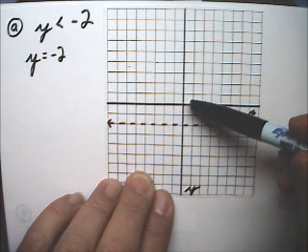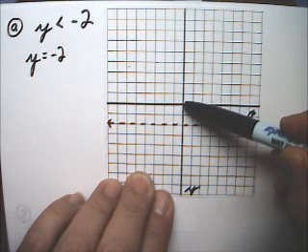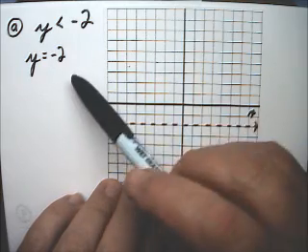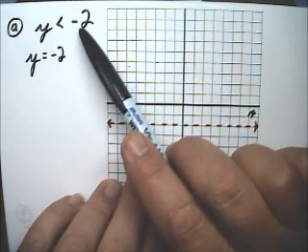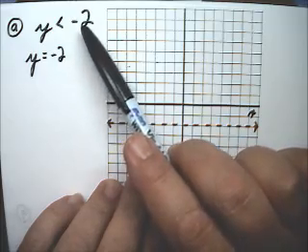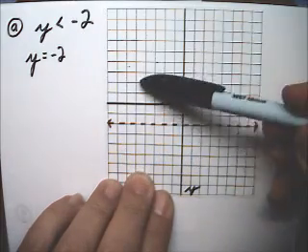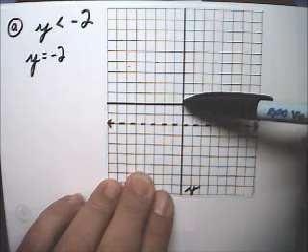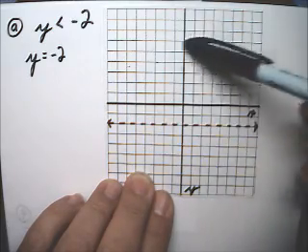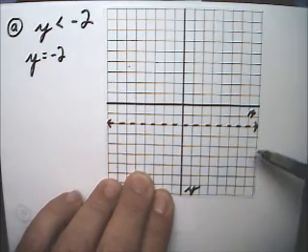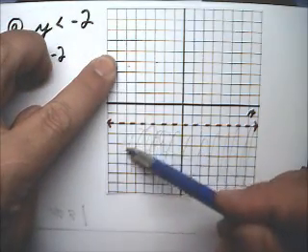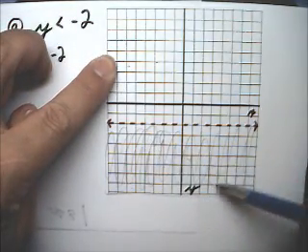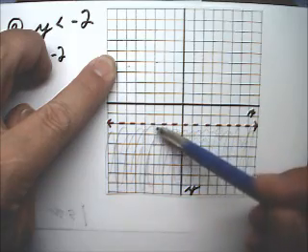If it's not obvious, just test a point. Like the origin is always a good test point if the boundary line doesn't go through it. And here, if you put in a 0 for y, 0 is less than -2, that's false, which means the origin is not part of the solution, so everything up here is not part of the solution, so everything down here is part of the solution, and we shade everything below the boundary line.